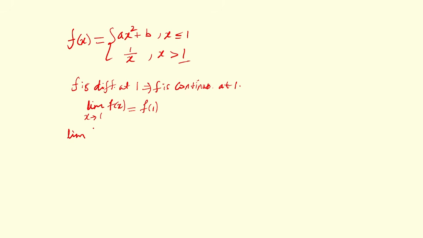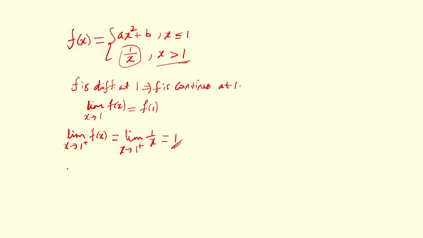The limit of f of x as x approaches 1 from the right. Whenever x approaches 1 from the right, x is greater than 1. When x is greater than 1, the function f of x is 1 over x. Therefore, this is the limit of 1 over x as x tends to 1 from the right. So the limit, by the quotient rule, 1 over 1, that is 1.